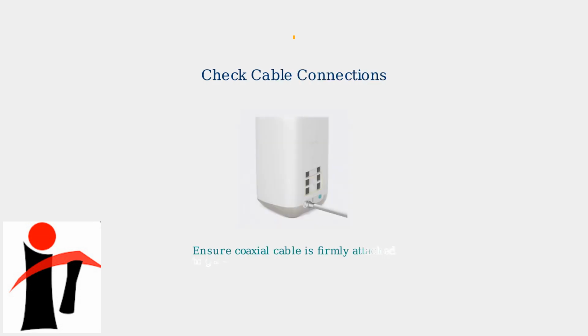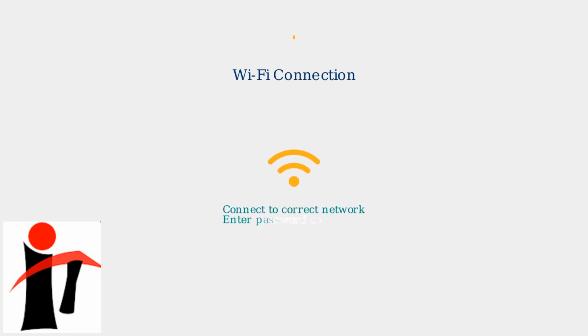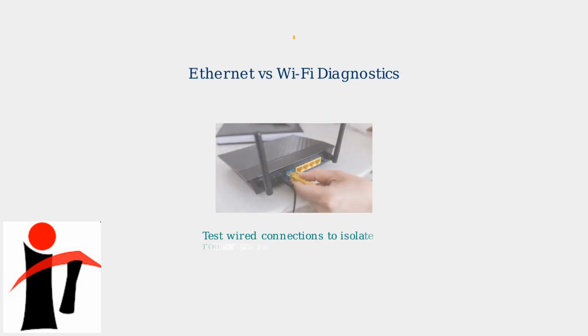Confirm that all cable connections are secure, ensuring the coaxial cable is firmly attached to both the gateway and the wall. If using a Wi-Fi connection, ensure your device is connected to the correct network and that you have entered the password correctly. Ethernet versus Wi-Fi diagnostics are crucial. Test wired connections to isolate router issues.